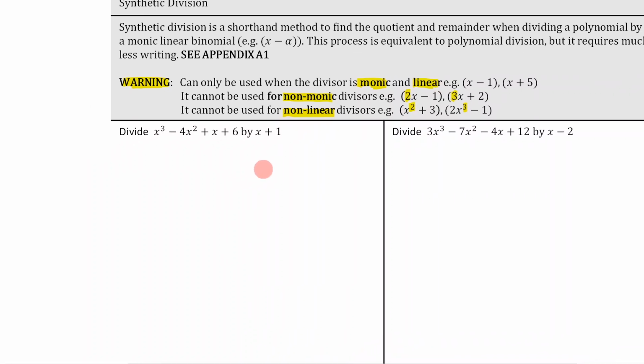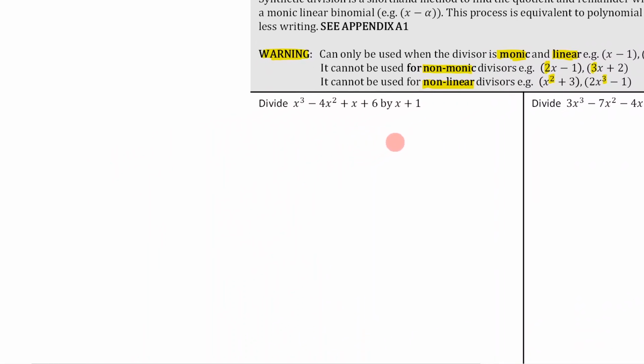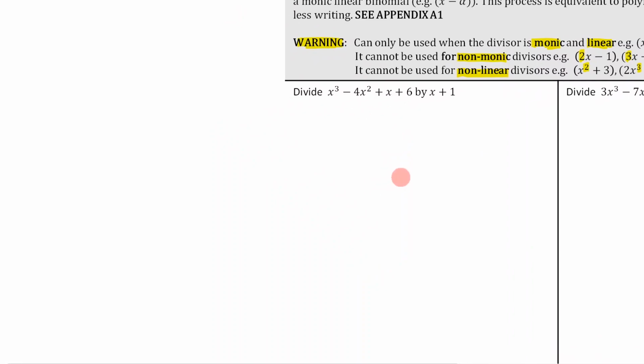So let's jump into this question here. Before we actually do it and I show you the process, let me just show you how we would normally do it. Don't write this down, but you can appreciate how quickly the shortcut is going to be by seeing how we would traditionally do it. If I was to traditionally do this question, I would do it like this.